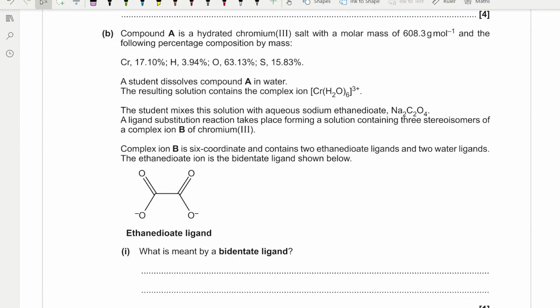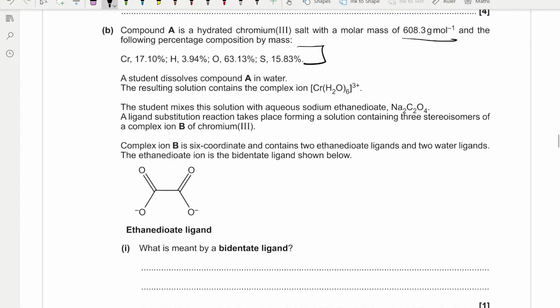So, we've got our molar mass here, which we can use, and our percentage compositions by mass, which we can use to find the empirical formula. We're dissolving compound A in water, so we're adding H2O, and the resultant solution contains the complex ion Cr(H2O)6 3+.